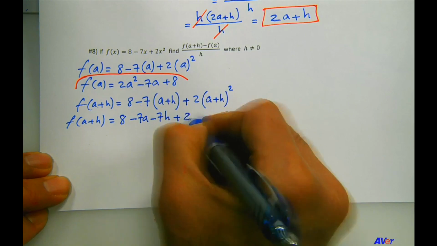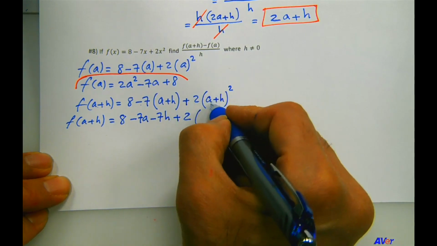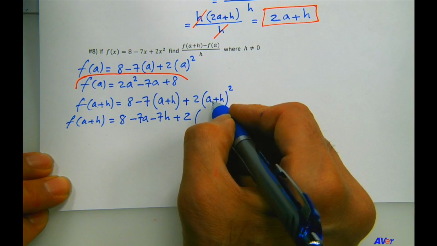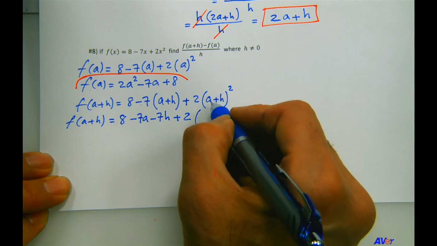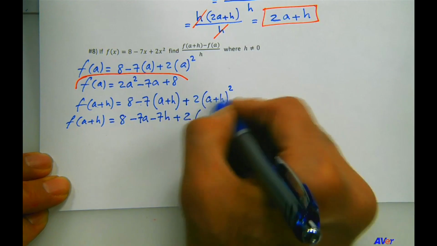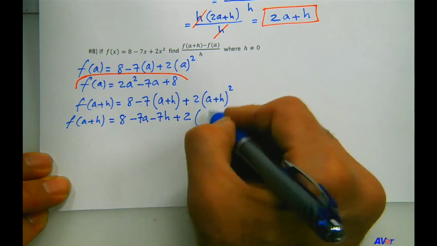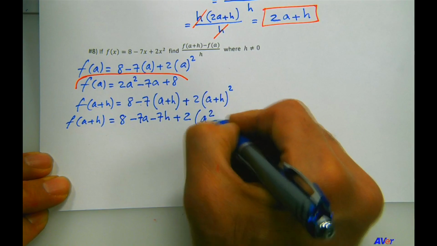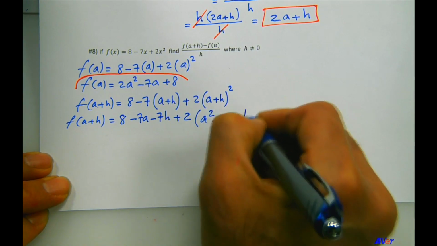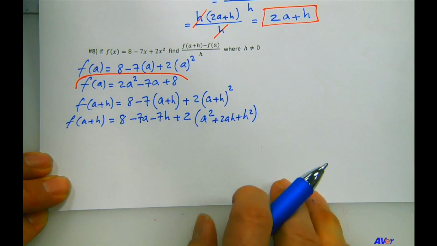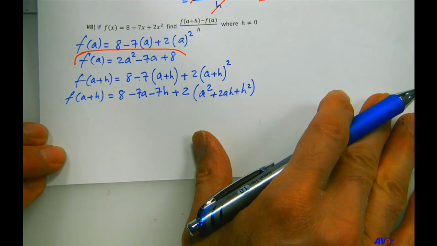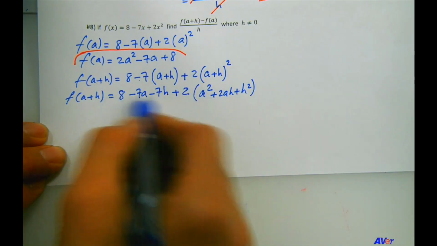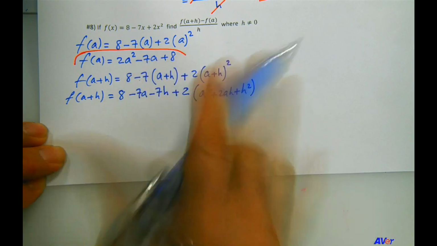So 2 times, like I said, you can either use the special product formulas or FOIL this if you don't want to remember that, but it's going to be to your disadvantage if you don't remember those formulas. Okay, so I'm going to expand this using the special product formulas. A squared plus 2AH plus H squared. Now we can distribute the 2. So let's do that. Well, there's nothing here we can combine, right? Not yet. So let's continue.